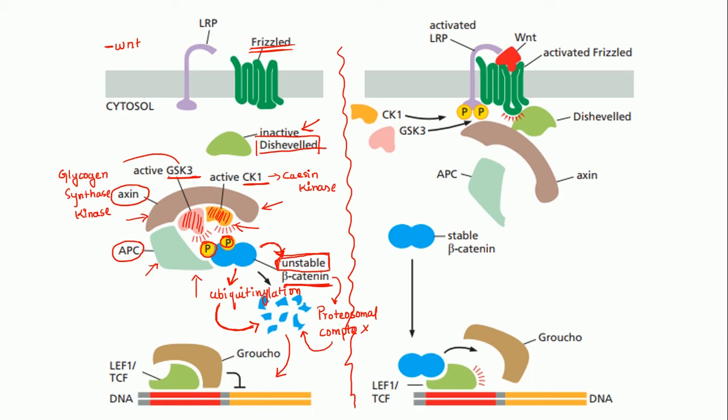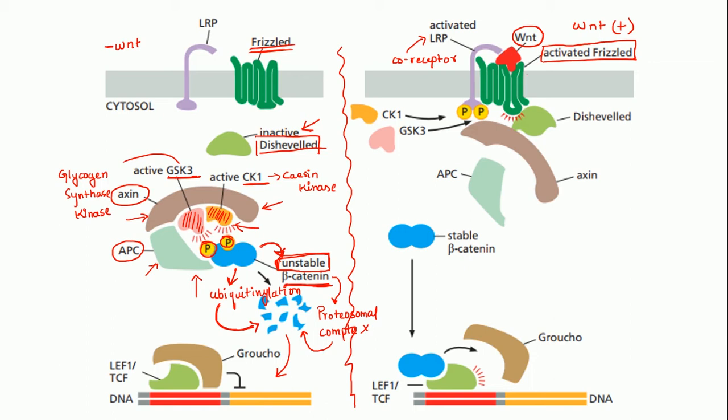Now let's see what happens when Wnt is present. When Wnt is present, it is received by the frizzled receptor, which in turn gets activated. So receiving the Wnt makes the frizzled receptor activated, and this binding is made stronger by the use of another co-receptor, which is LRP. When LRP binds to this frizzled receptor, it makes the binding very strong.